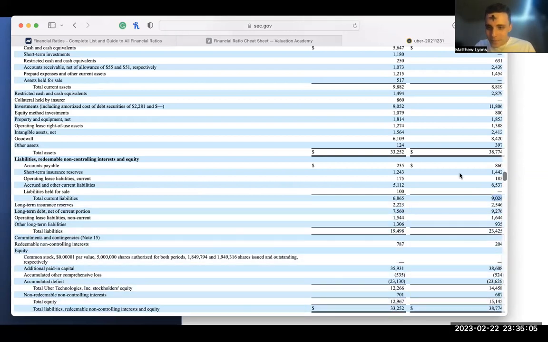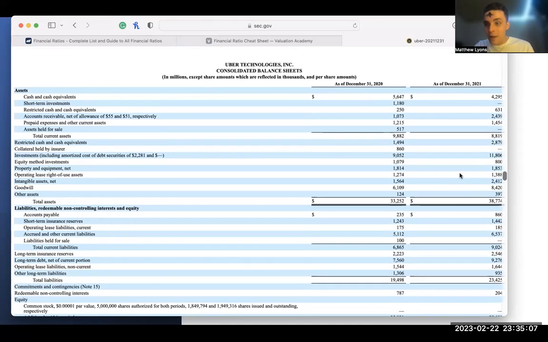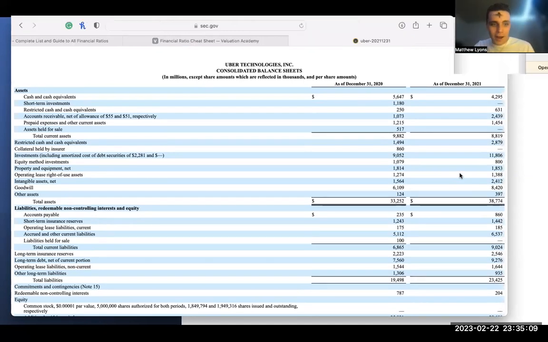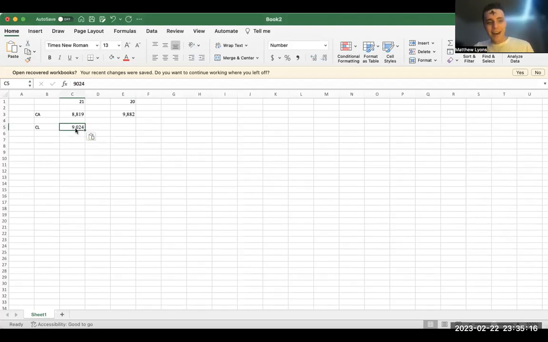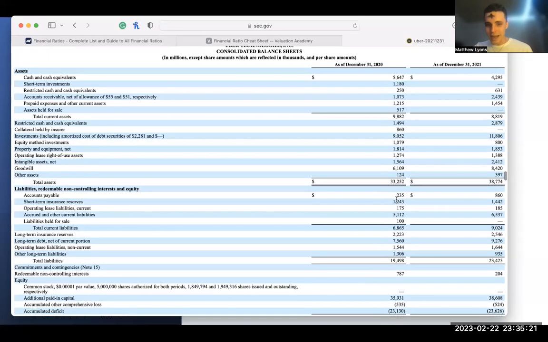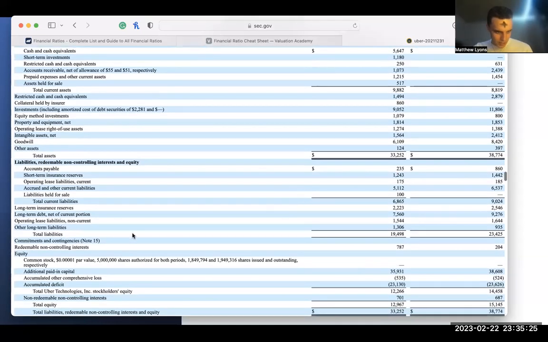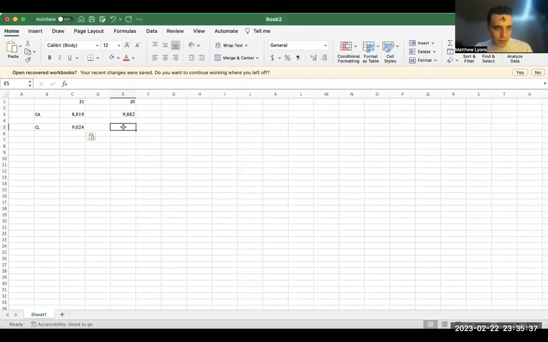All right. Now again, these numbers are in millions. Uber did not have $8,819 worth of current assets this year. These are in millions. So what's that? 8.8 billion then? Big numbers. All right. Total current liabilities. Again, now I'm grabbing the numbers, make sure you are not putting the numbers in the wrong spot. It's very easy to do that.